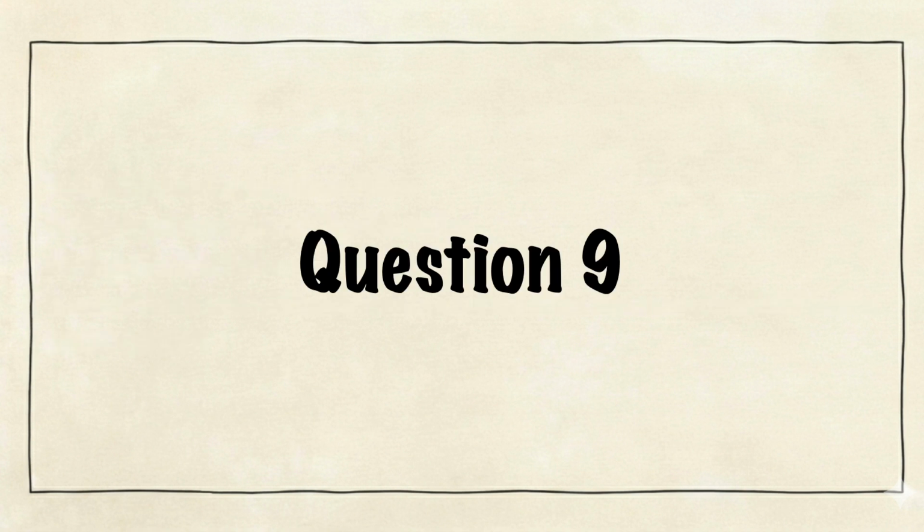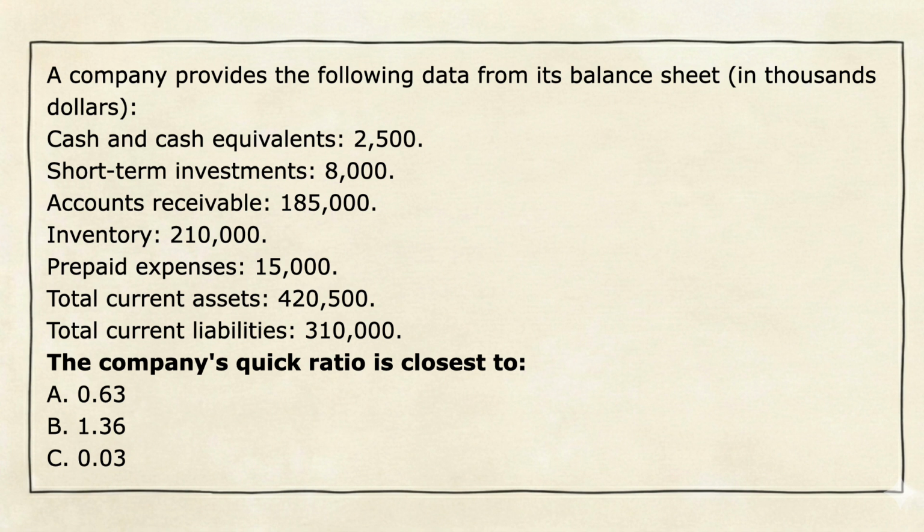Question 9. A company provides the following data from its balance sheet in thousands of dollars. Cash and cash equivalents, $2,500. Short-term investments, $8,000. Accounts receivable, $185,000. Inventory, $210,000. Prepaid expenses, $15,000. Total current assets, $420,500. Total current liabilities, $310,000. The company's quick ratio is closest to A: 0.63, B: 1.36, C: 0.03.